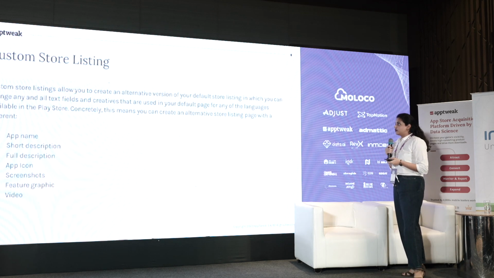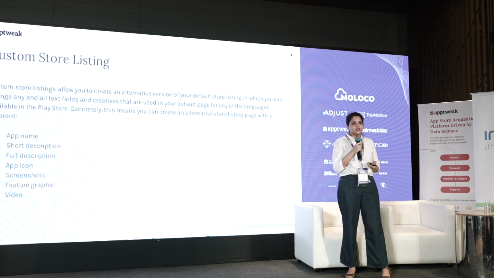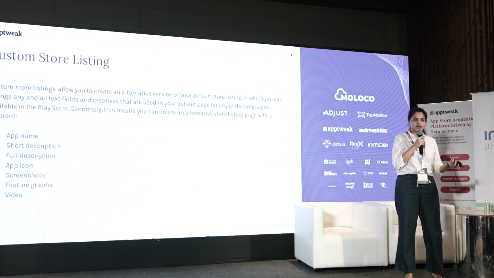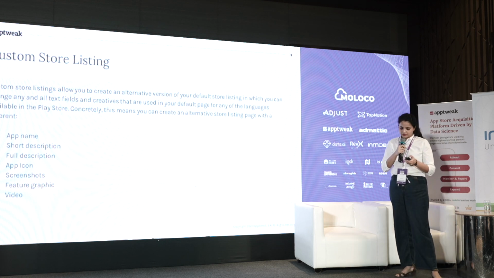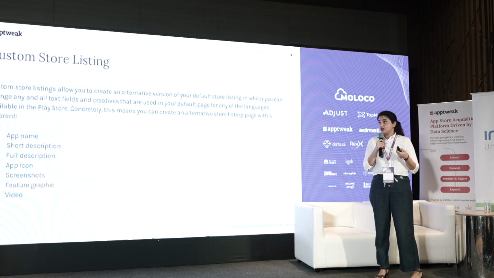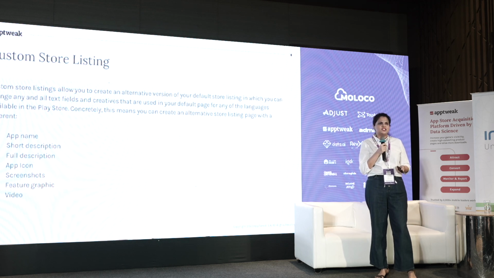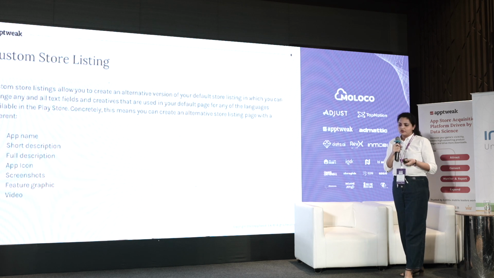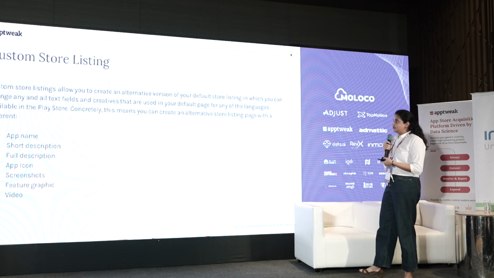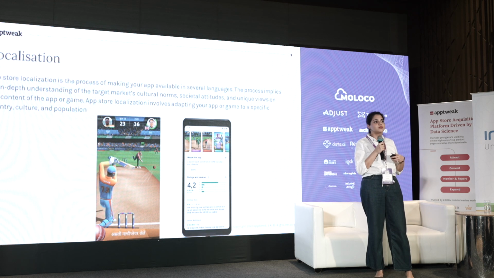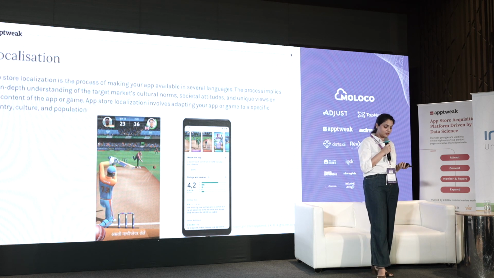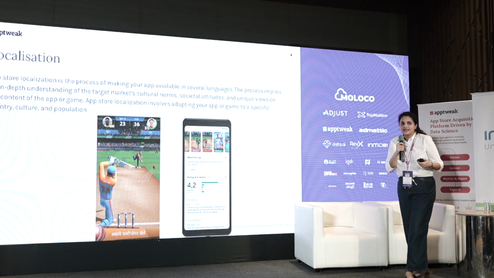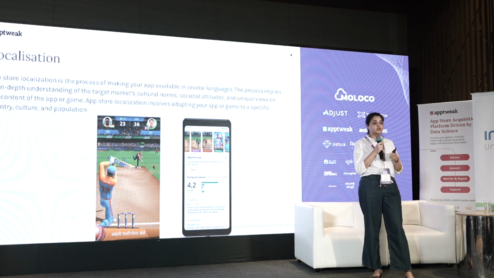And the same thing is for custom store listing. With custom store listing you can have different versions of your own game and target a specific audience in Google Play Store. Now, because we are talking about custom product pages and custom store listings, another important factor that has recently started gaining popularity is localization. It is very important for gaming apps as well. Localization basically means that you are localizing your app into a particular language.